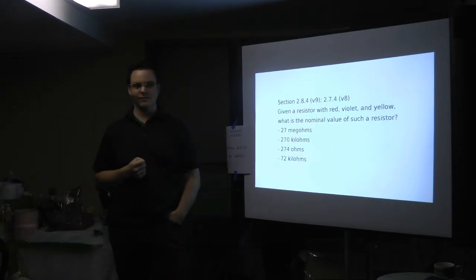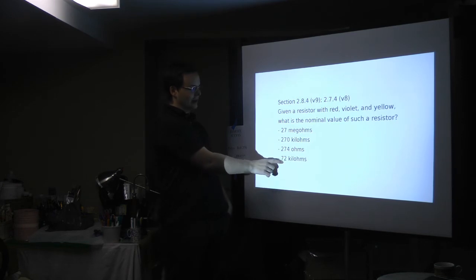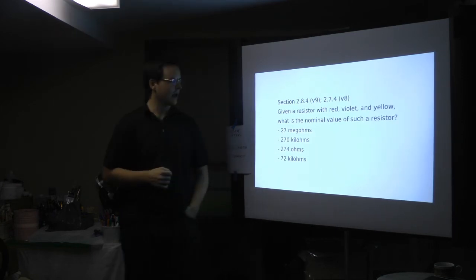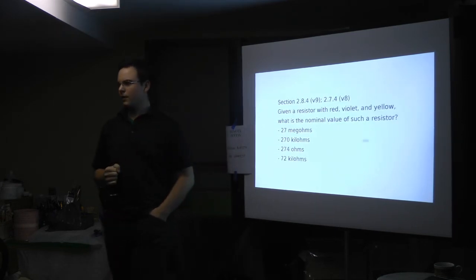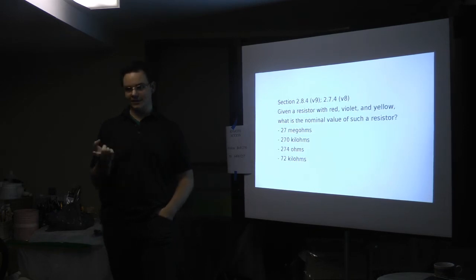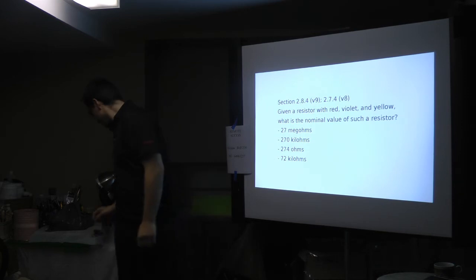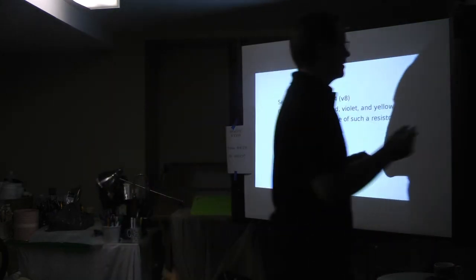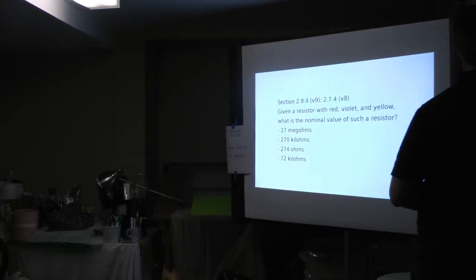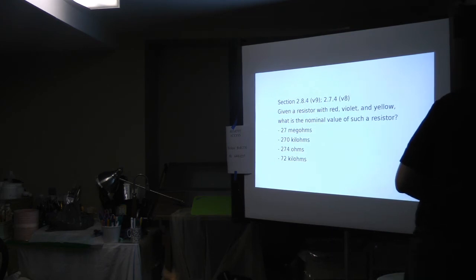So we know it's not 72, right? We know it's one of these in here. And then what does yellow represent as a multiplier? Four zeros, exactly. I'll break it down on the board. We have 2, 7, and then 0, 0, 0, 0.